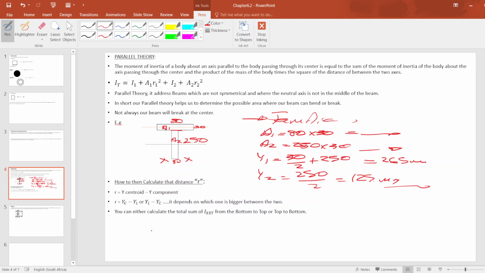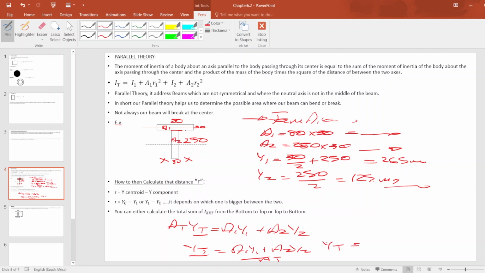Yes, 125. Now, this is what we said when calculating the centroid. We then use the formula AT YT equals A1 Y1 plus A2 Y2. Then we make YT the subject of the formula: YT equals A1 Y1 plus A2 Y2 divided by the total area. Then we get our centroid. Now we calculate our centroid using that formula, and then we get our YT.